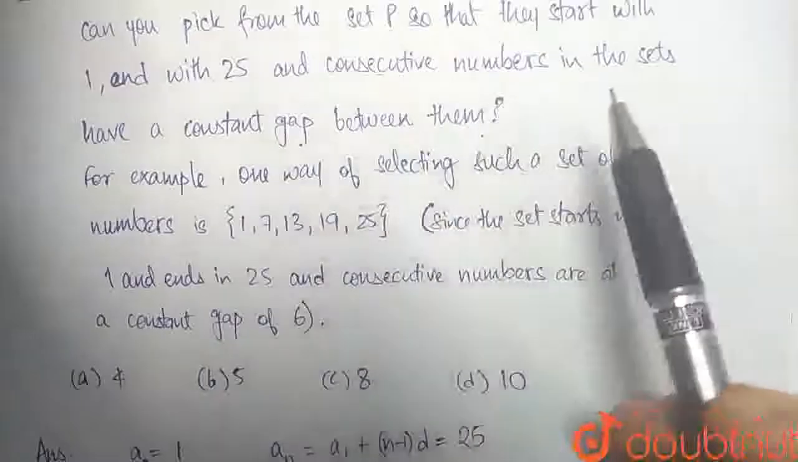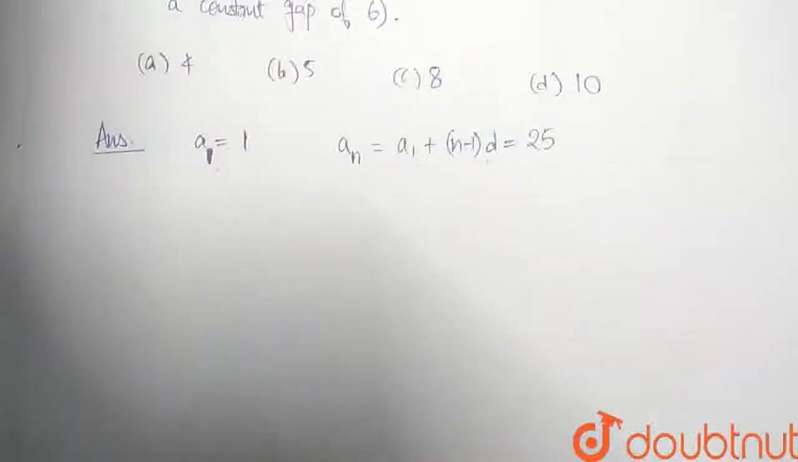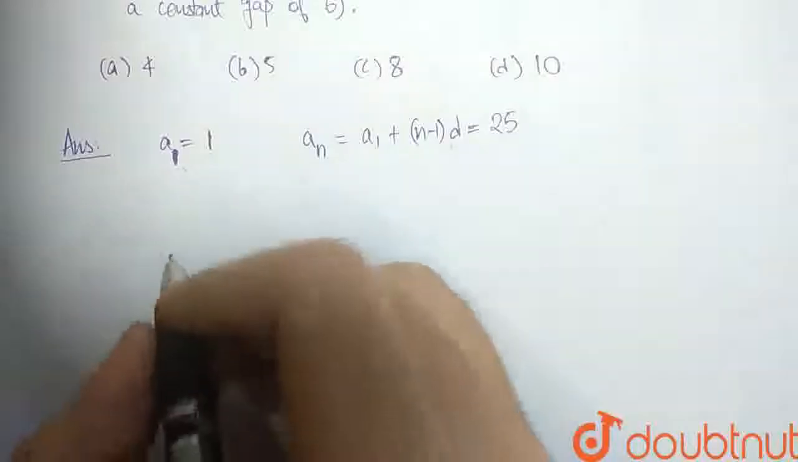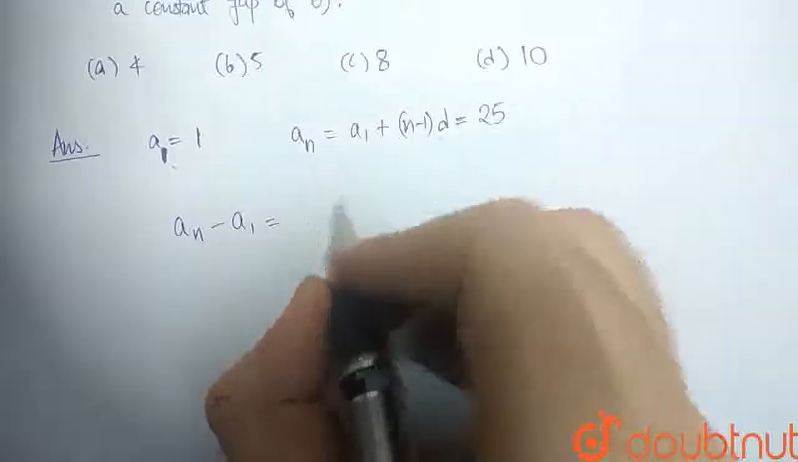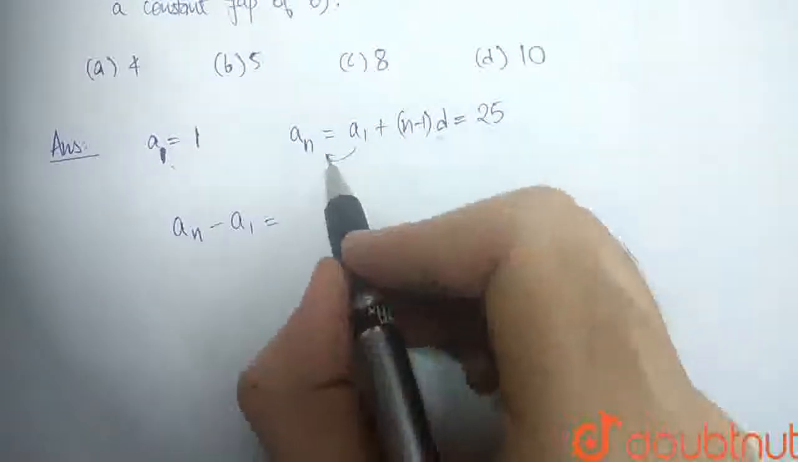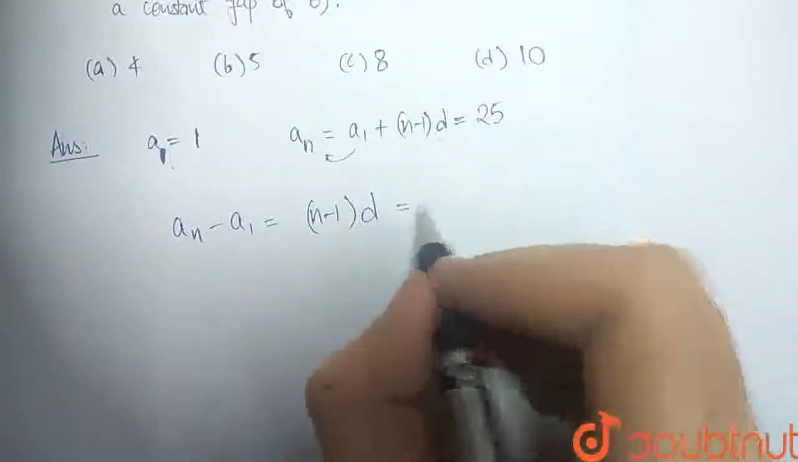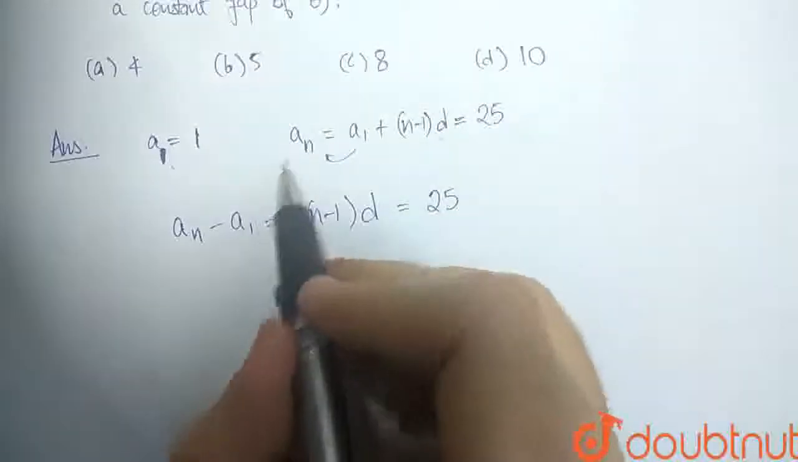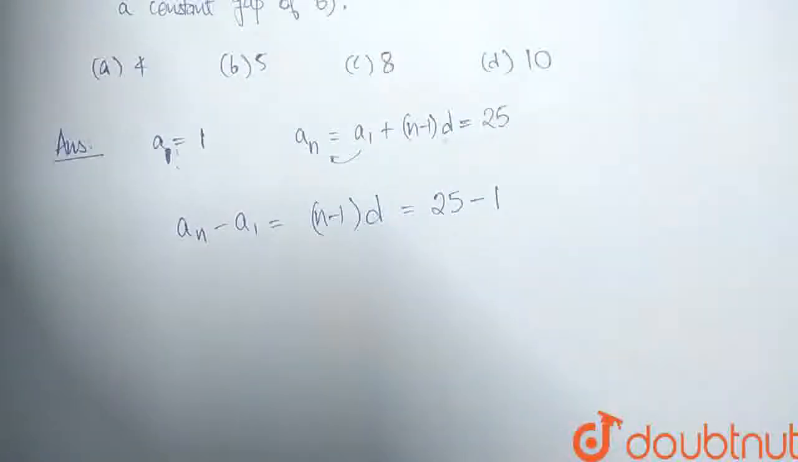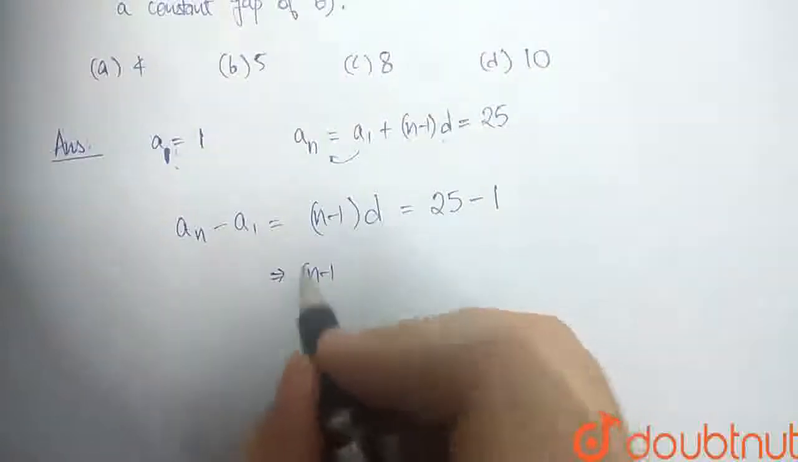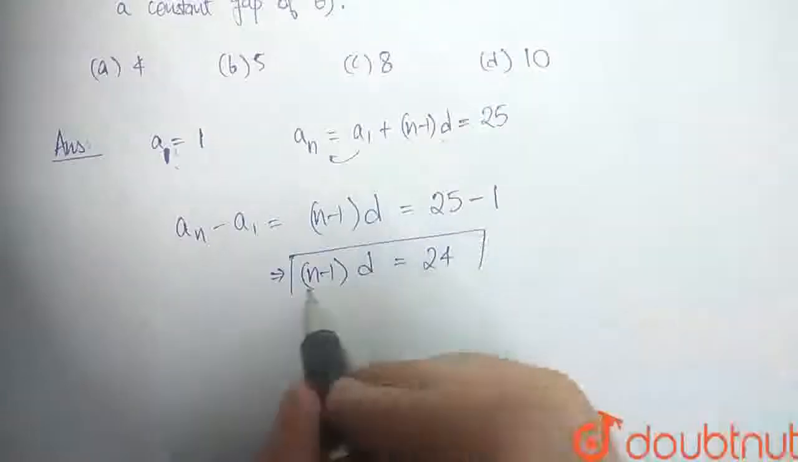We need to find out the number of sets possible. Each set will be an AP, so we'll use these equations. We'll find An minus A1, which, when I send A1 to the left, gives us n minus 1 times D. An is 25 and A1 is 1, so 25 minus 1. Therefore n minus 1 times D is 24.